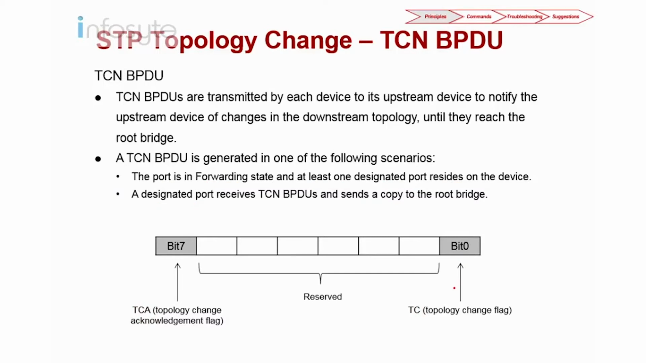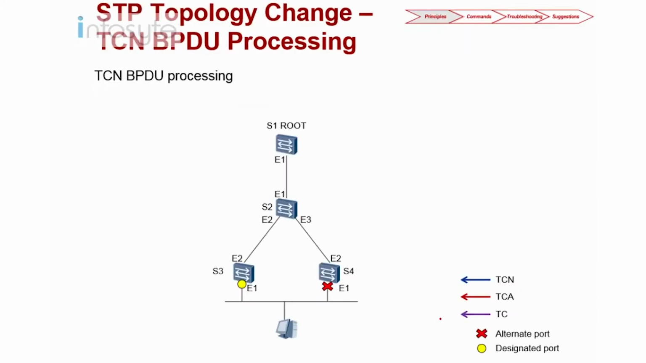So let's look into the topology now. Here I have 4 switches. This is the root. Under normal circumstances, here I am doing the forwarding and here I have a blocking. Now for example, I have a failure on E1. Since E1 was a designated port and now the designated port is no longer available, the alternate port will now transition to a designated port.